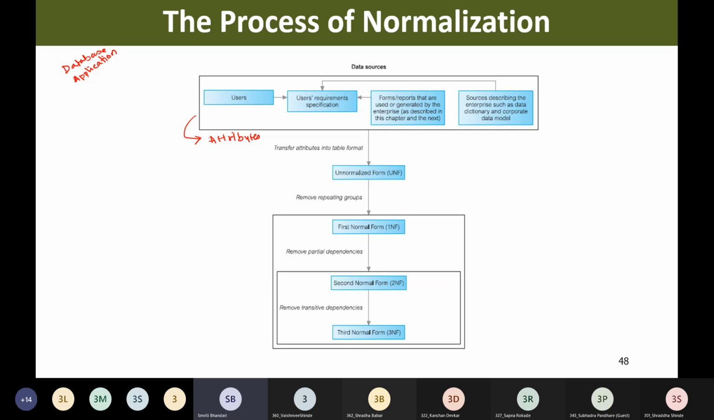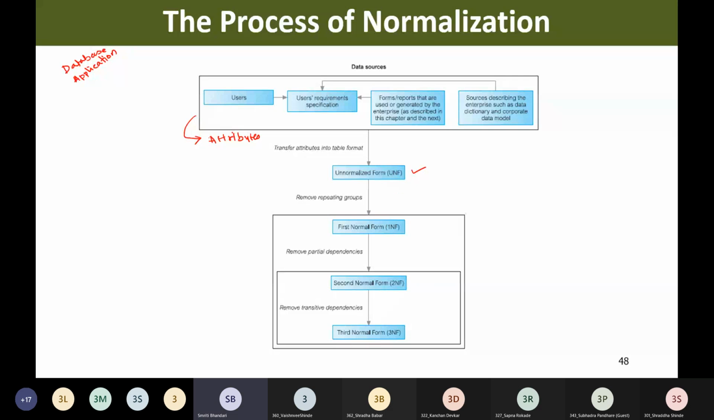So what we do is, we transfer all those attributes into a tabular form. And we say that it is unnormalized form, UNF. All the attributes that are required to store the data are dumped into a single table, and this table is the unnormalized form of database.